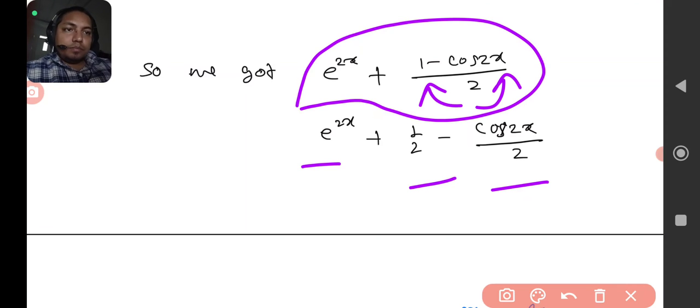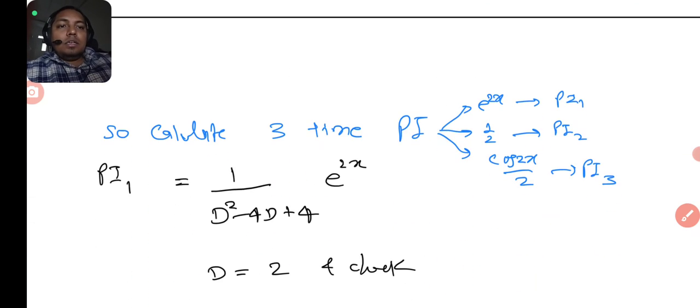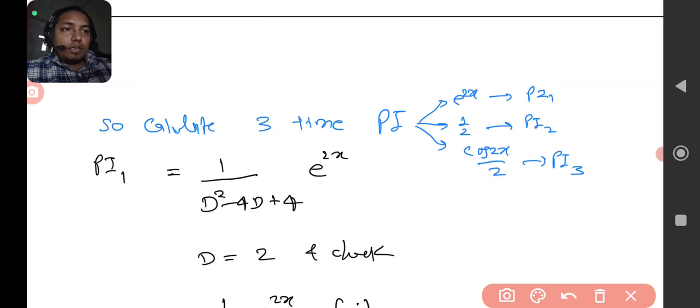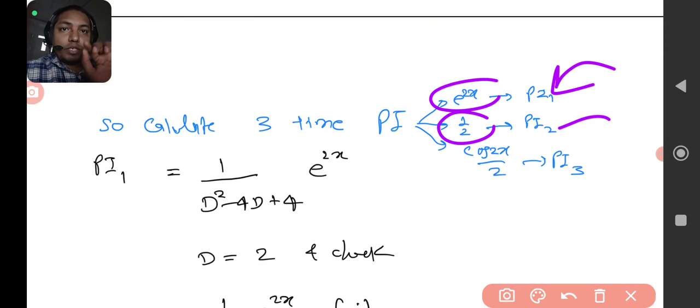Now we have to calculate three different types of PI because we have three terms on the right side. First, PI1 we will calculate only for e power 2x, then PI2 will be for only this number 1 by 2. You know how to convert for number e power 0, some concept we use, and we already did that previously. And then for cos 2x, PI3.